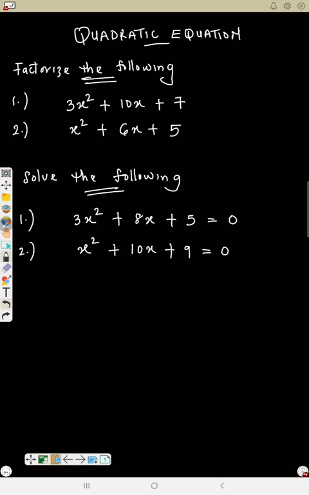So now you can use both. This one is factorize, so you should know how to factorize, and this one is solve. That means you are looking for s. You can try the short method too after you solve.